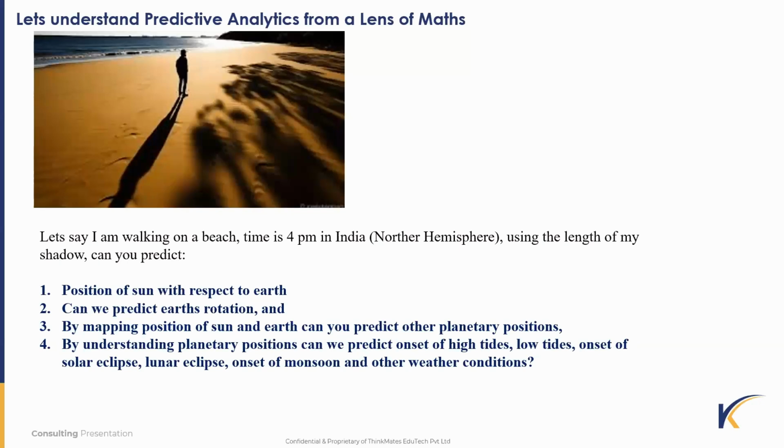Maybe yes. So मेरे पास 2 ही डेटा पॉइंट्स हैं. एक है 4 बजे हैं, मैं इंडिया में हूँ, मेरा लेंथ ऑफ अ शैडो है, और लेंथ ऑफ अ शैडो से मुझे सन का पोजीशन भी देखना है, अर्थ का पोजीशन भी देखना है, प्लैनेटरी मूवमेंट्स भी देखना है, और प्रेडिक्ट करना है ऑनसेट ऑफ मॉनसून्स. सिर्फ 3-4 डेटा पॉइंट से क्या क्या कर सकते हैं ये देखना है.